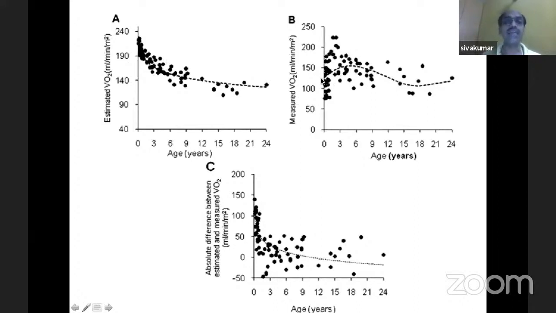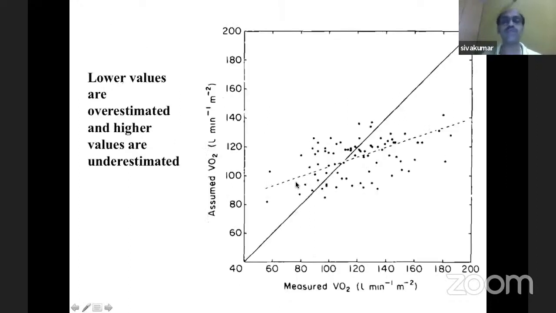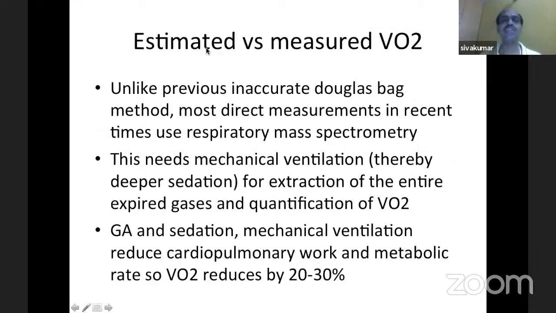So the error between the estimated and measured became more and more whenever it was a younger and younger child. And this was one of the contentions against using the LaFarge formula. So they found out that with the LaFarge formula, whenever the VO2 is very, very low, it is overestimated, and whenever it is very high, it is underestimated. What is the difference between estimated and measured?